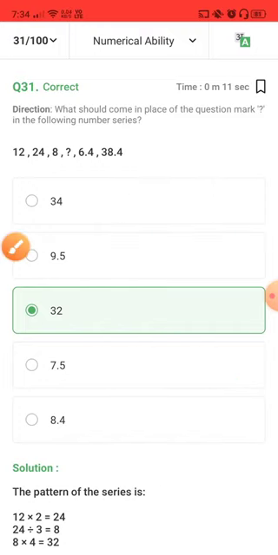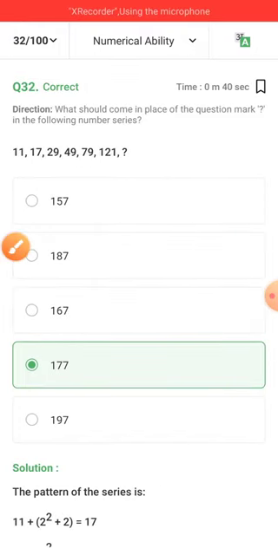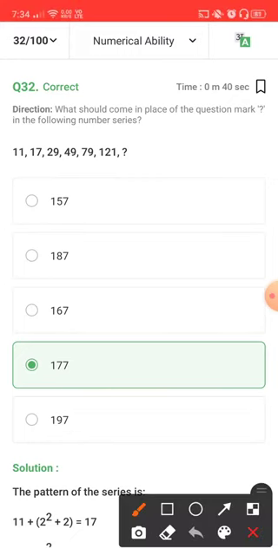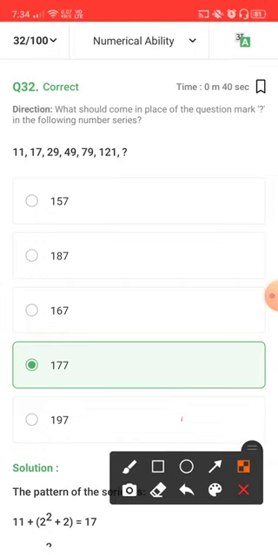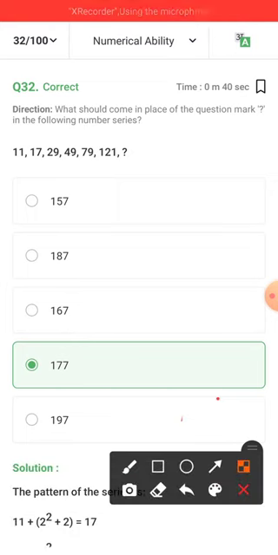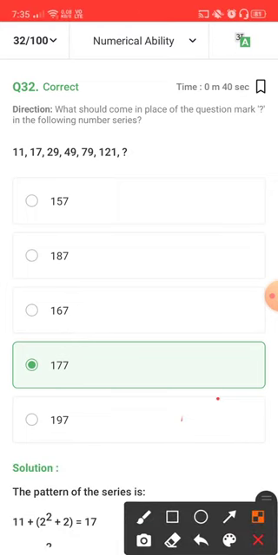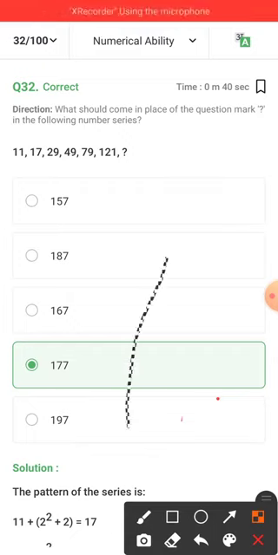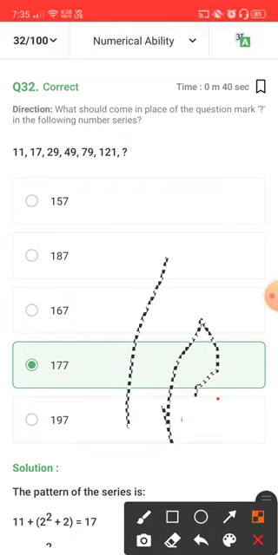Okay, now next problem. Here we can see this. Can reduce the size. Okay, here.